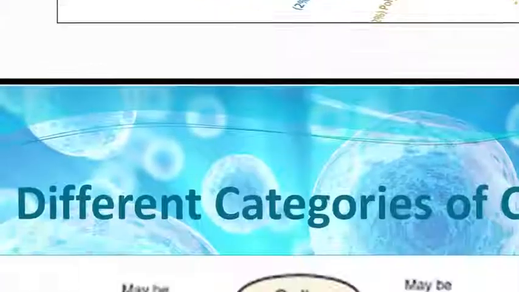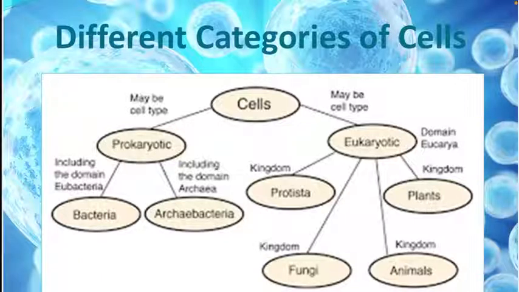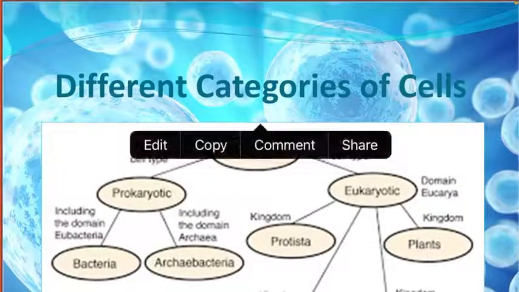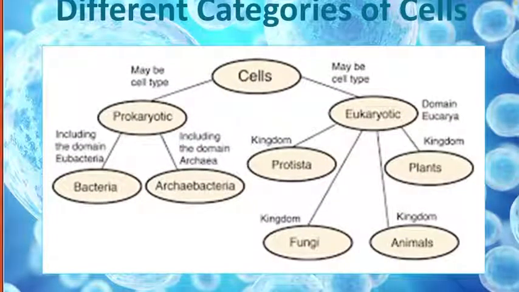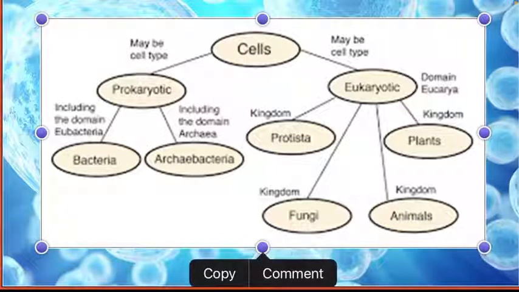Okay. Now, different categories of cells. When we talk about cells in broad terms, we divide cells into two basic categories. One is prokaryotic and the other one is eukaryotic. What does prokaryotic mean and what does eukaryotic mean? You can see the term karyotic is common in both prokaryotic and eukaryotic. What is the meaning of karyotic? Karyot means nucleus. So the basic difference between prokaryote and eukaryote is on the basis of their nucleus.